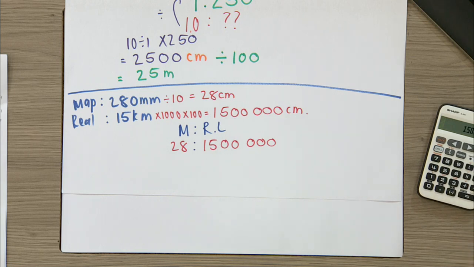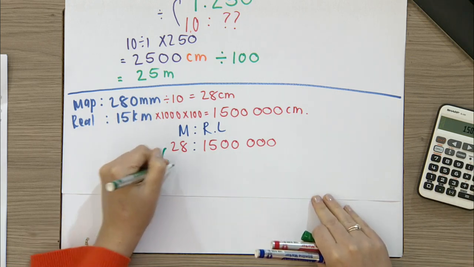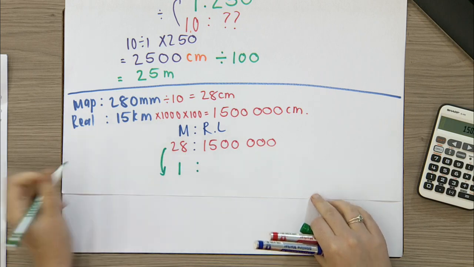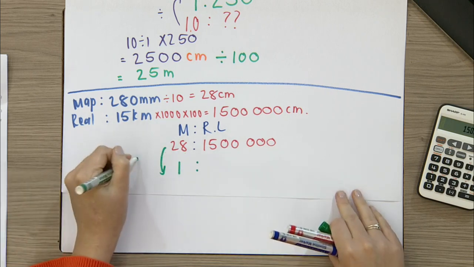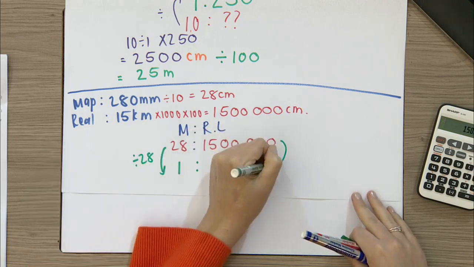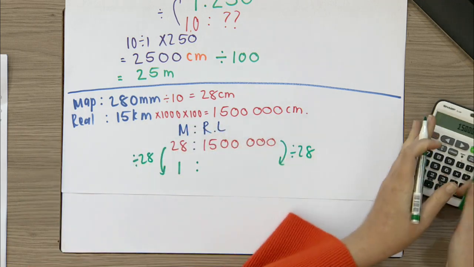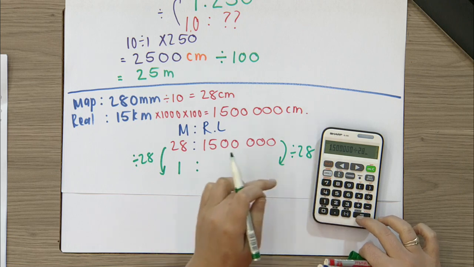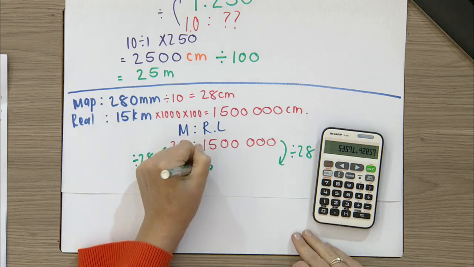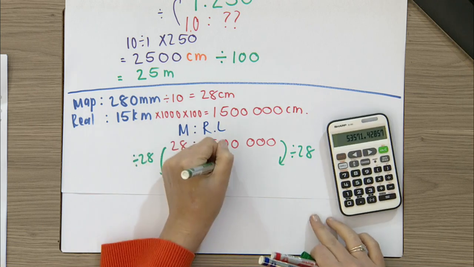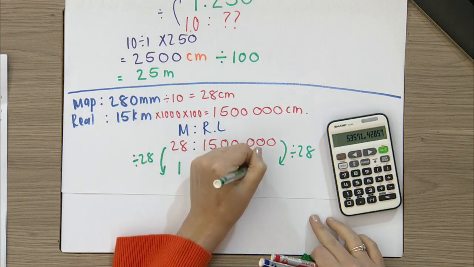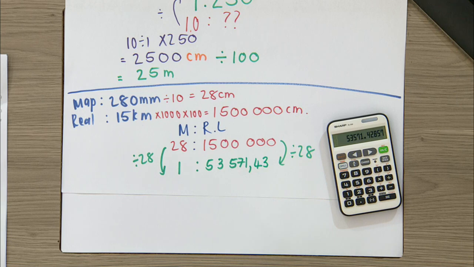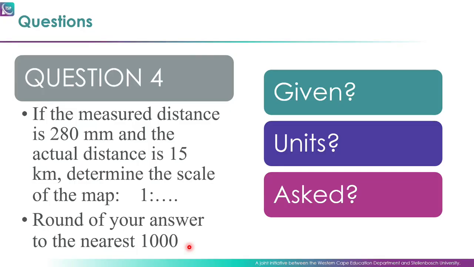And now what I need to do is write it as a unit ratio. So that means to go from this to this, I divide by 28, and I divide my 1.5 million by 28, and when I do that, I now get 53,571.43. But we go back to our question where we had a specific rounding instruction. Round off your answer to the nearest 1,000.